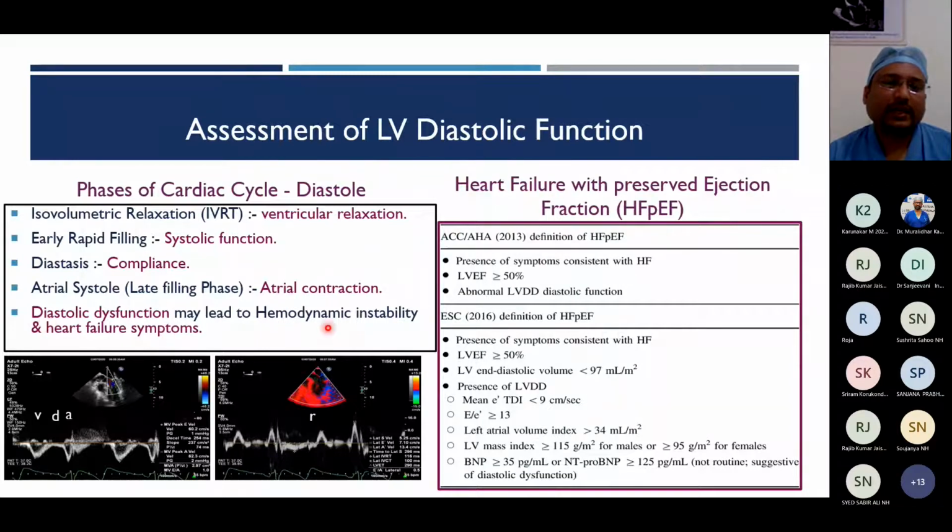Diastolic dysfunction may lead to hemodynamic instability and heart failure symptoms. That's why it is important to assess this. The definition of heart failure with preserved ejection fraction, or diastolic dysfunction, goes as presence of symptoms consistent with heart failure like NYHA class 2 dyspnea, class 3 dyspnea, and LVEF of more than or equal to 50%, end diastolic volume less than 97 ml per meter square, with presence of LV diastolic dysfunction. That means mean E prime TDI of less than 9 centimeters per second, E by E prime of more than 13, and left atrial volume index of more than 34 ml per meter square.